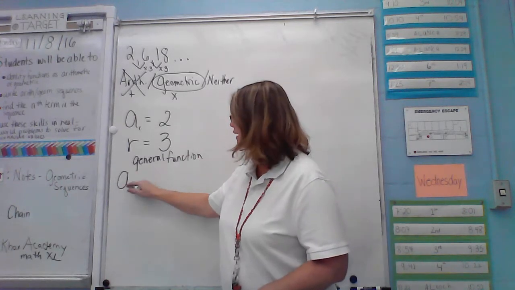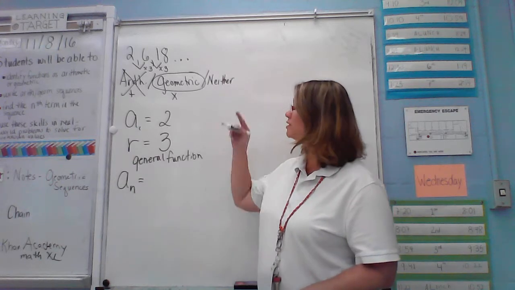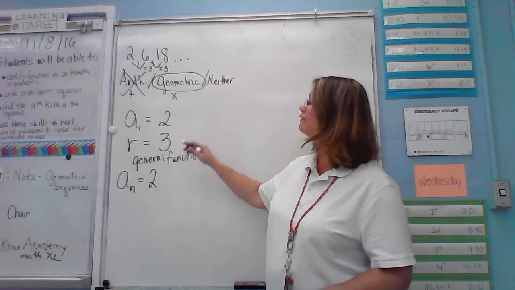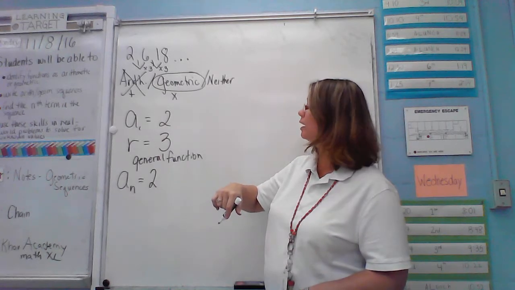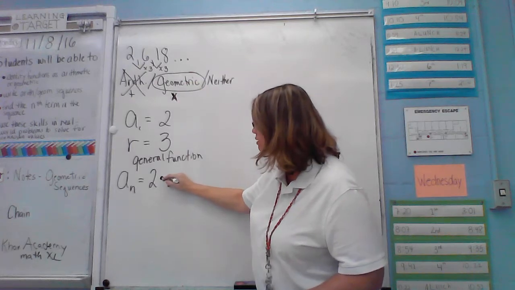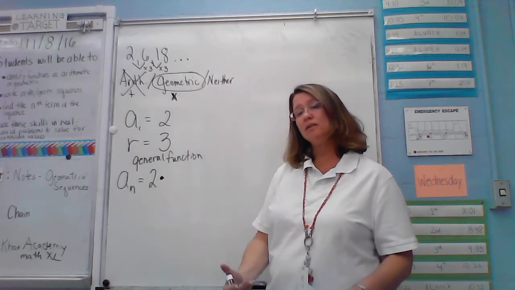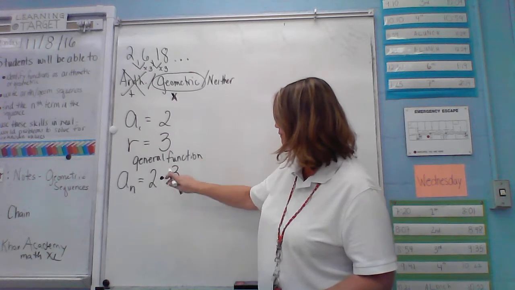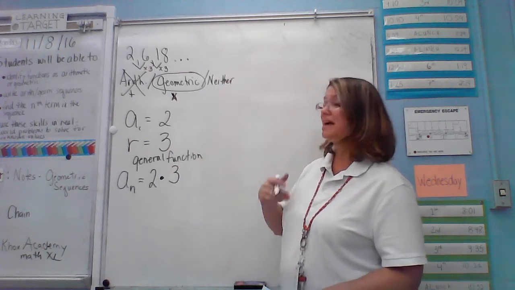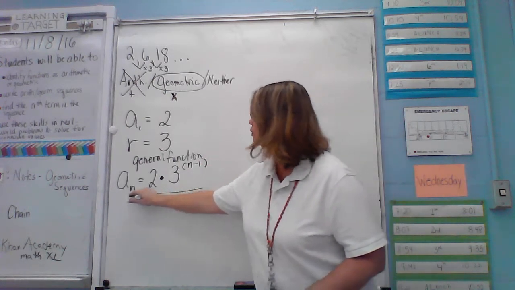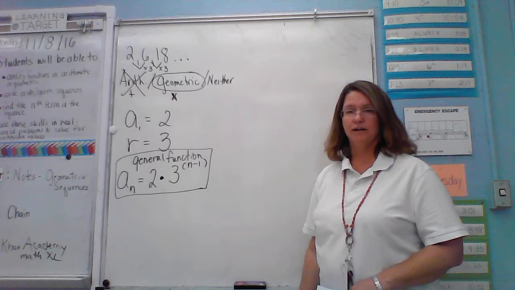Well, we start off with a sub n equals. What's the first term in the list? It's a 2. But instead of adding like we did on the previous problem, geometric functions multiply. So we're going to multiply, and instead of using the common difference, we're going to use the common ratio, which is 3. Now we're going to have to deal with the exponent part of it, the n minus 1. This is what we would call the general function.